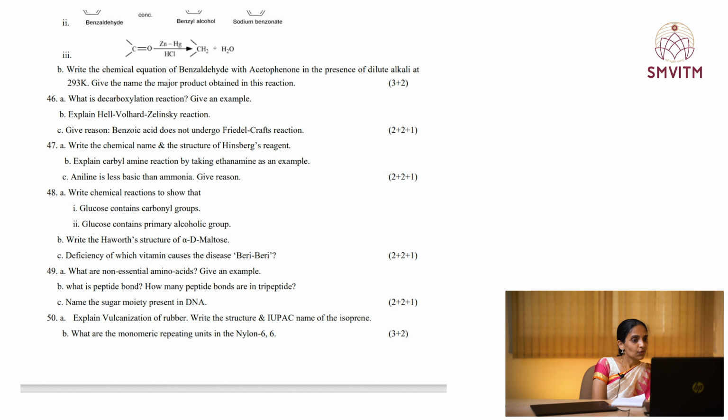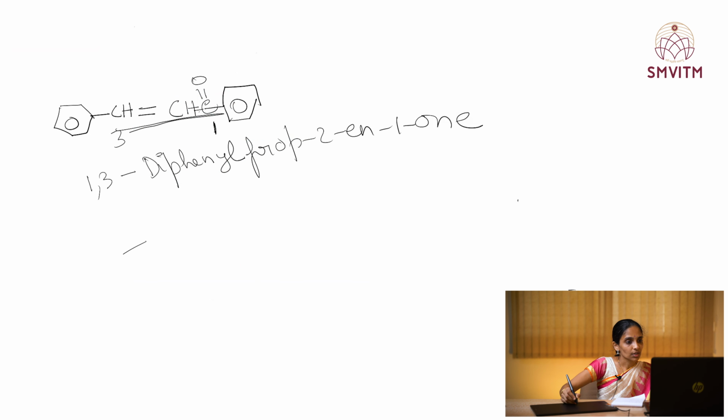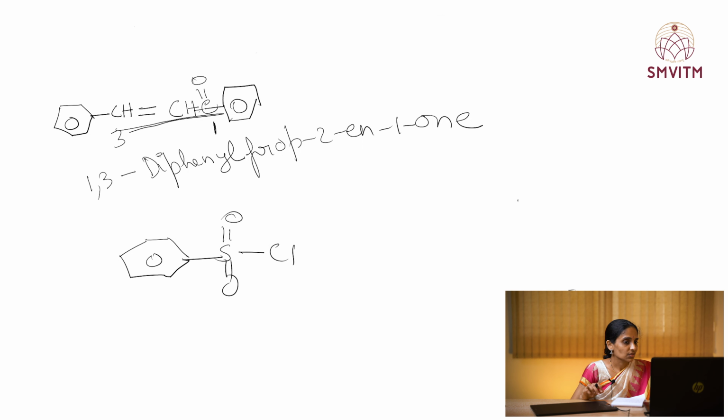47A from amines. Write the chemical name and the structure of Hinsberg's reagent. Chemical name is benzene sulfonyl chloride. And what is the structure? The structure is, draw a benzene ring, sulfonyl group and a chlorine atom. So, this is the structure of Hinsberg's reagent.